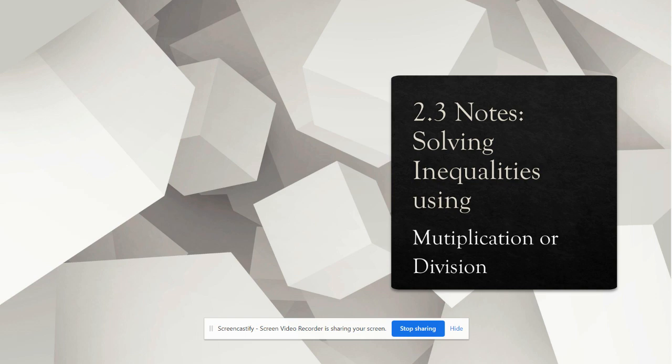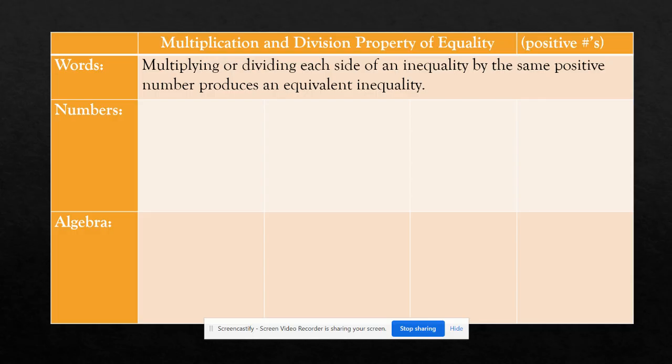Welcome back, everybody. Today we're going to look at solving inequalities using multiplication or division. So, multiplying or dividing each side of an inequality by the same positive number produces an equivalent inequality. In numbers, what does that mean?